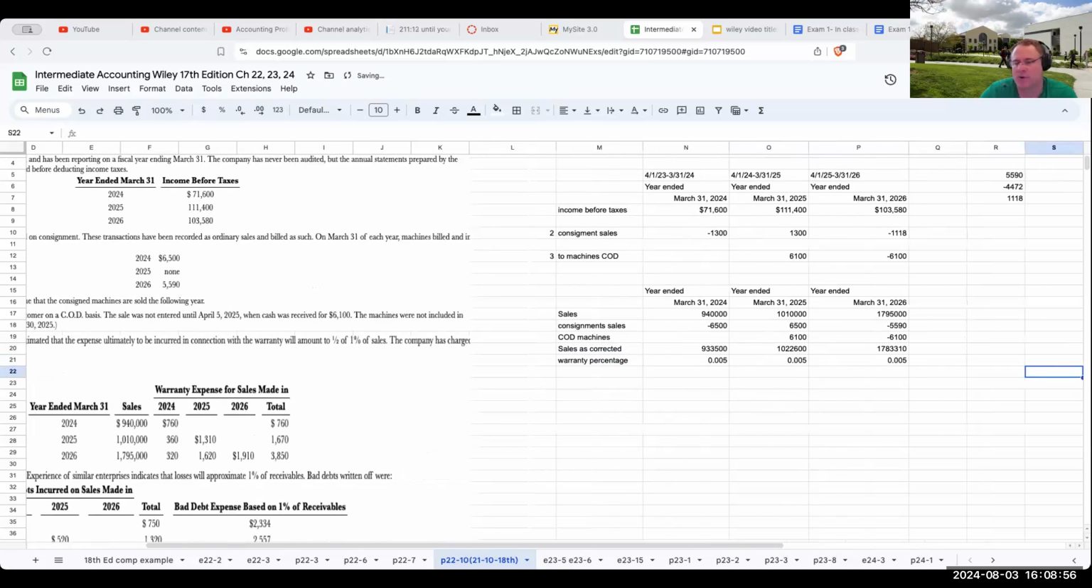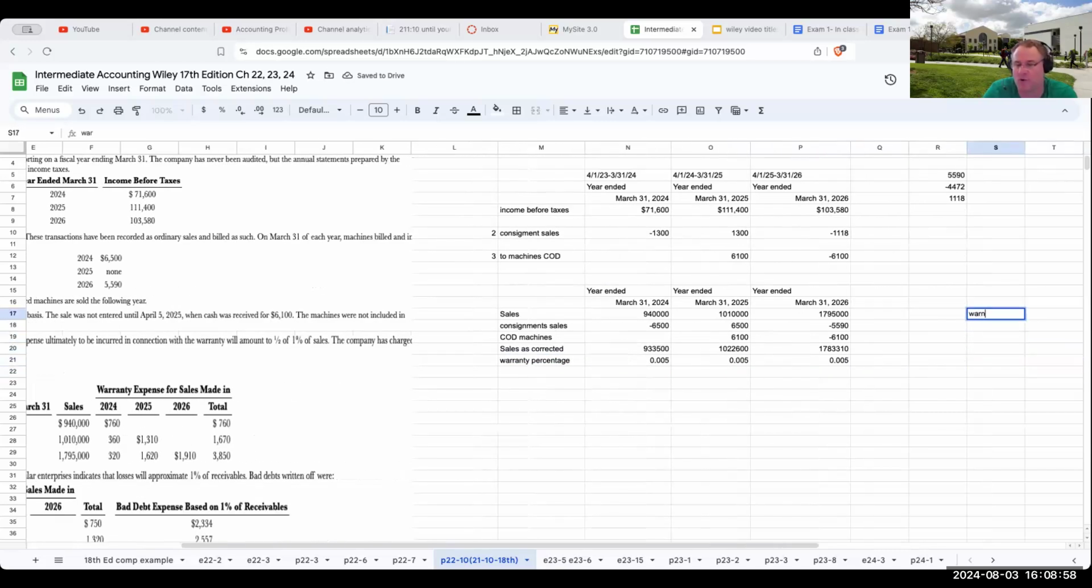And remember, when you're going through and recording warranties, there's going to be warranty expense to best match the sale. So if I'm giving a 5-year warranty, the best thing for me to do is to match the expense in the year the sale occurred. So I would be debiting warranty expense, crediting warranty liability. If it's going to be in the future, I may make part of it non-current. So I've got over here sales as corrected, warranty percentage, and then the warranty expense.